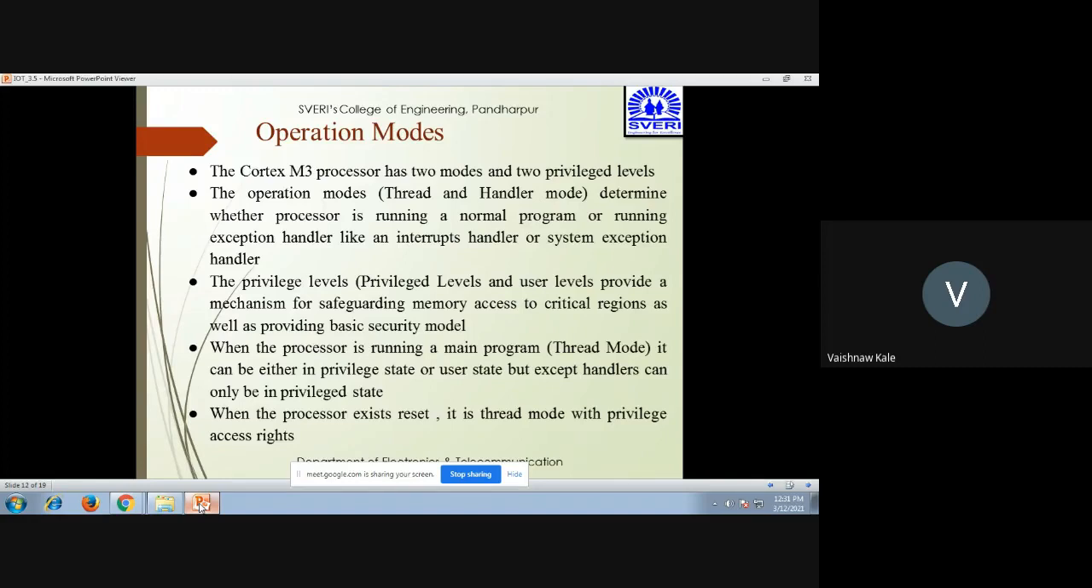Then there are 2 privilege levels. The privilege level and the user level provide a mechanism for safeguarding memory access to critical regions as well as providing a basic security model. So there are 2 privilege levels: one is your privilege level and the other one is the user level.